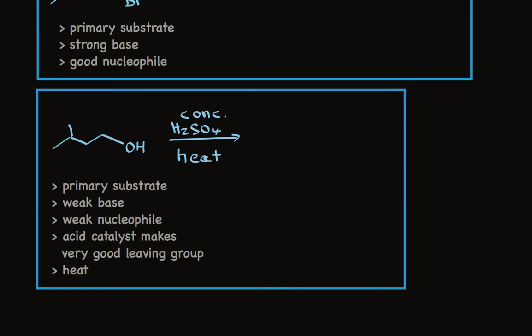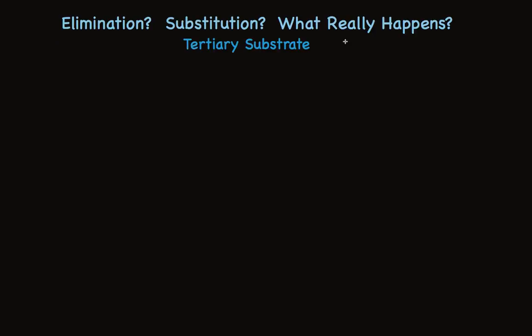Because it's primary, we know that it must be an E2 mechanism. We'll expect this alkene. So primary substrates are pretty straightforward. They're only SN2 or E2 reactions. Next, let's look at tertiary substrates. They're also really straightforward. For tertiary structures, the SN2 reaction is not possible.